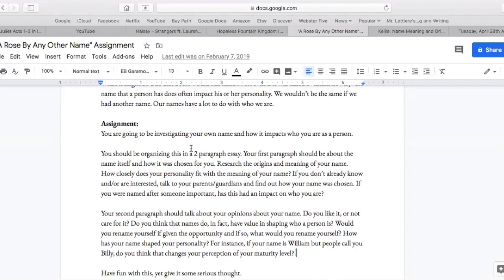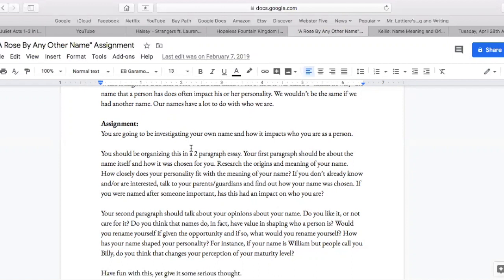has this had an impact on who you are? Your second paragraph should talk about your opinions about your name. Do you like it? Do you not care for it? Do you think that names do, in fact, have value in shaping who a person is? Would you rename yourself if given the opportunity to do so? And what would you rename yourself? How has your name shaped your personality? So, for instance, if your name's William, but people call you Billy, do you think that that changes your perception of your maturity level? Do people think, like, oh, Billy is younger, right?